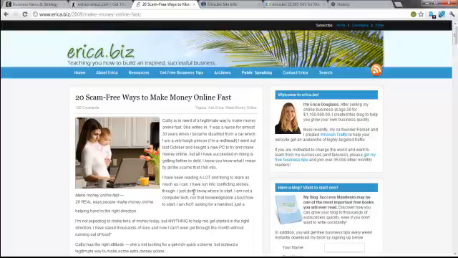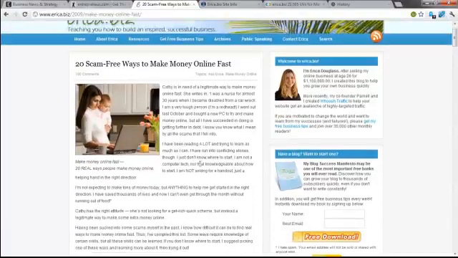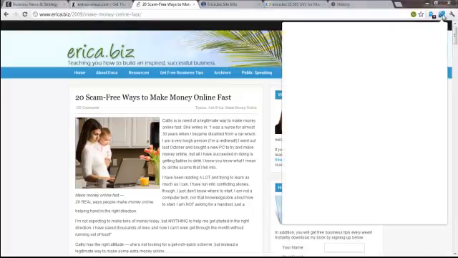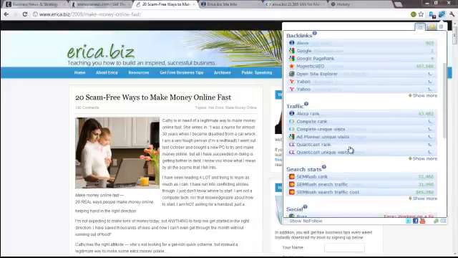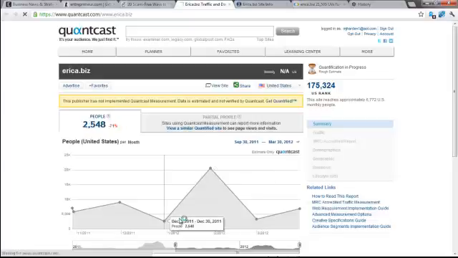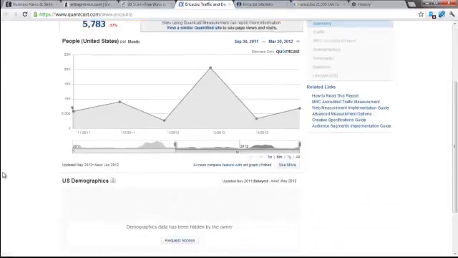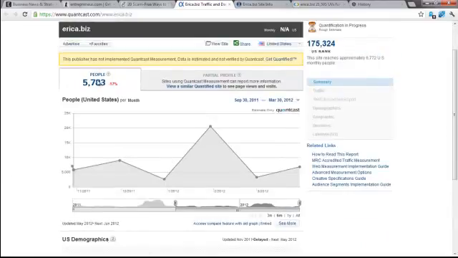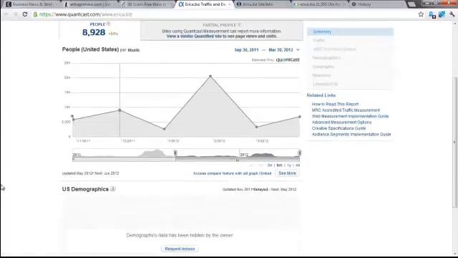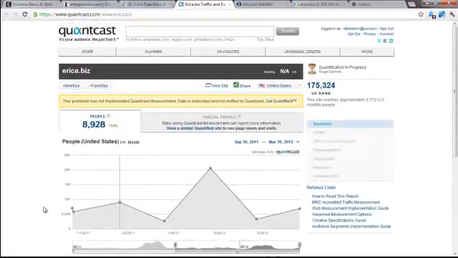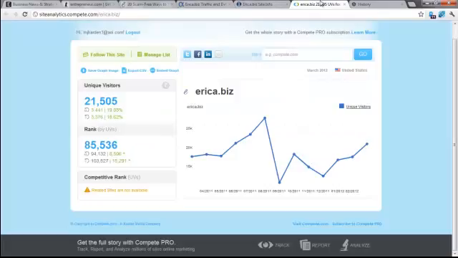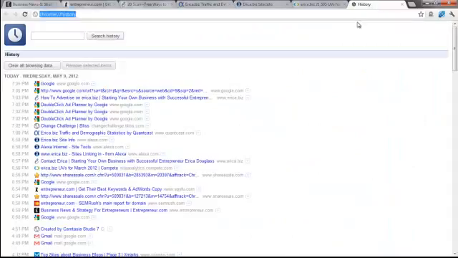So we go back to Erica's site here, and let's pull up her Quantcast. Take a look at that. So Quantcast is giving us 5,000. So this is a very different picture, but I'm doubting that it's very accurate. We don't have any demographic information. If we really wanted to take it to the next step, we could go over to Ad Planner.